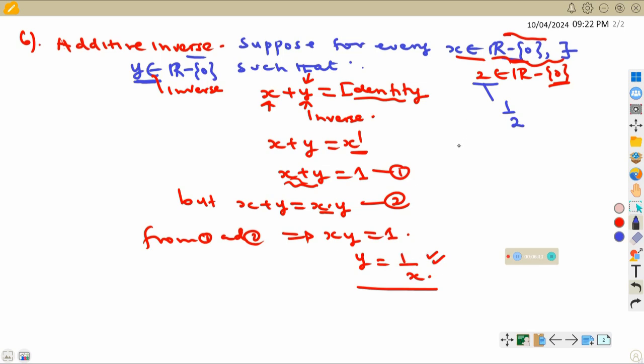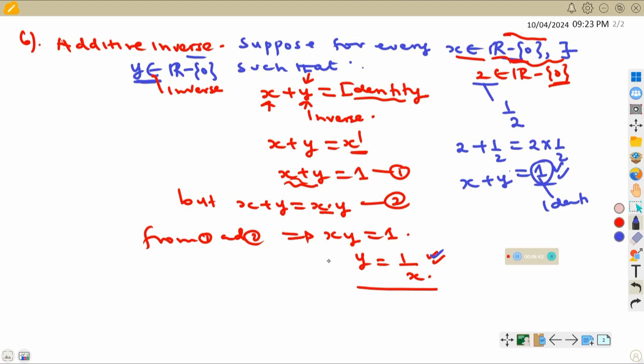In that, when you get 2 plus a half, by definition it is 2 times a half. That is by definition of the addition in this given space. Which is the same as what? Which is the same as 1. So clearly you can see that for every element, when you add its inverse, you get an identity, which identity we have got as 1. So clearly this will be our inverse.